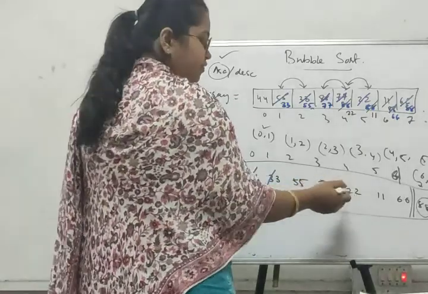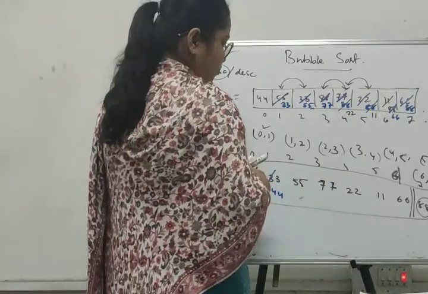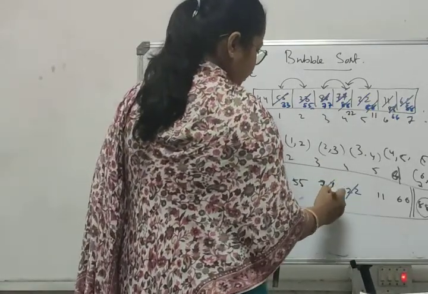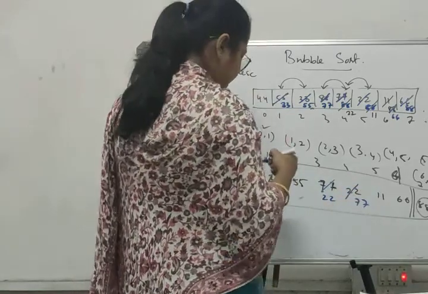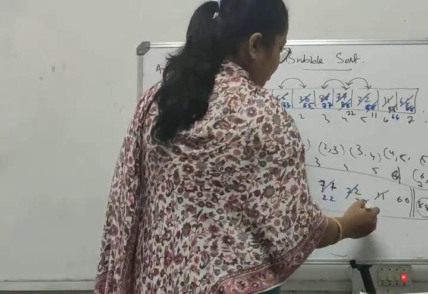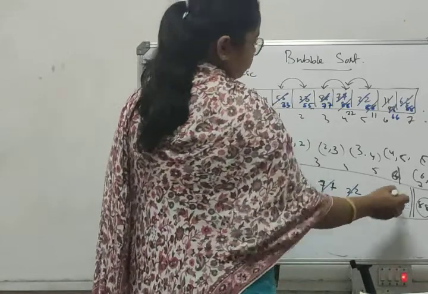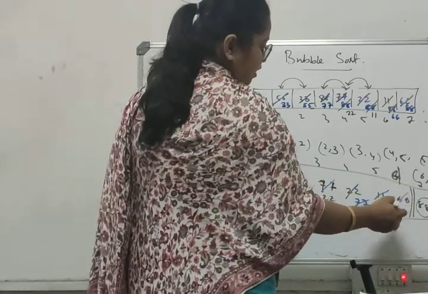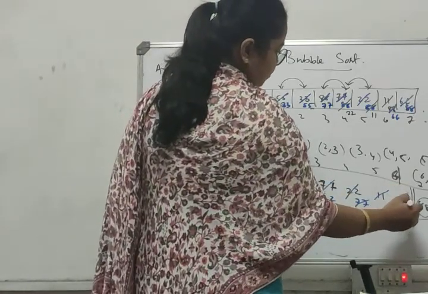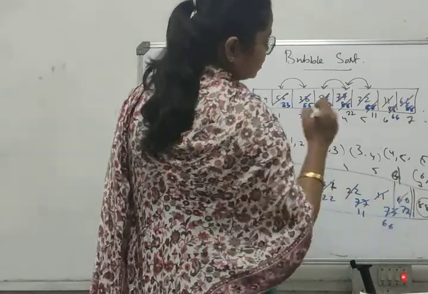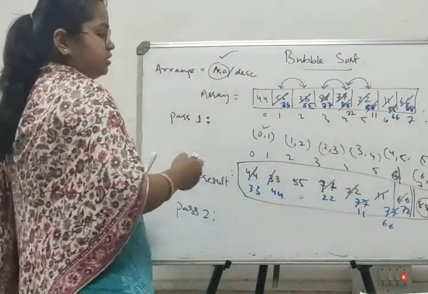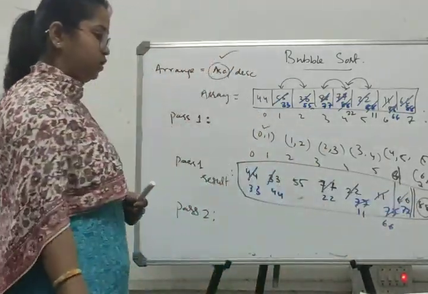Okay. Now 77, 22, it is not okay. 22 must come first. 22, 77. 77, 11, again. 11 must come first, 77 must come. 66, 77, again 66 must come first, 77. So in the second pass we see 77, which is the second largest element, is at its correct location.